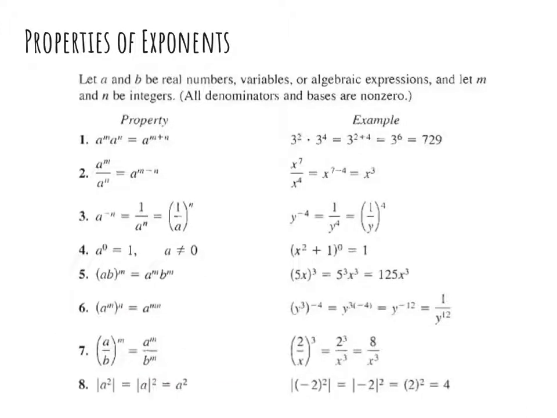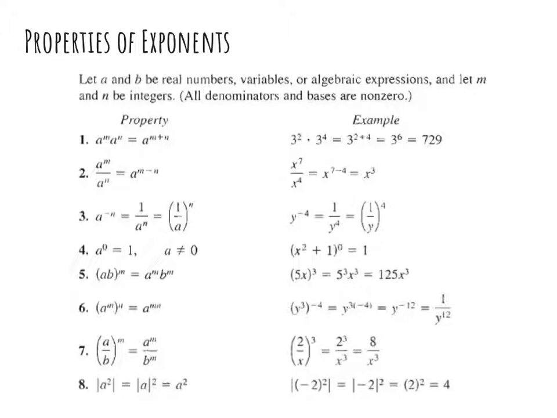Let's take a look at some of the properties of exponents. So let a and b be real numbers, variables, or algebraic expressions, and let m and n be integers. Here we will assume that all denominators and bases are non-zero. In property 1, we see the multiplication property. So this is that when we multiply like bases, we can add their exponents. For example, 3 squared times 3 to the 4th power is 3 to the 2 plus 4, or 3 to the 6th power.